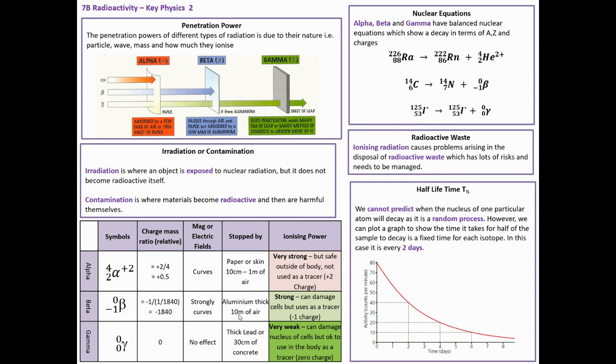Paper or skin is stopped by, for alpha, so 10 centimeters to 1 meter of air. Aluminium, we said, or 10 meters of air. And gamma, thick lead, or 30 centimeters of concrete. And the ionizing power, as you can see, are a lot, a sort of a medium, and then not very much at all.